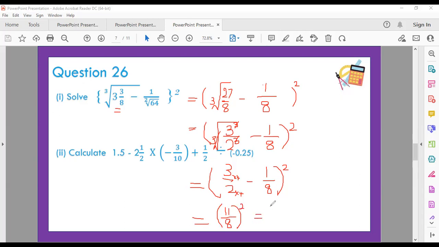So 11 squared is how much? 121. Okay. What is 8 squared?